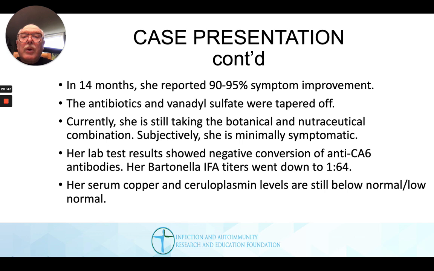In general, we're planning to continue botanicals and nutraceuticals for approximately 3 or 4 years. That's the standard duration of the therapy. This is one of the many cases, as I said, which we see in our practice. This is a standard case. In the future, we're planning to present much more complicated cases and describe more advanced approaches, as well as talk about more detailed therapy for specific autoimmune or metabolic complications of chronic Bartonellosis.